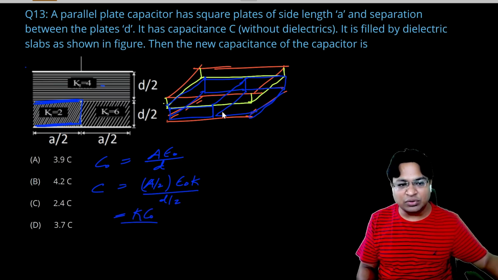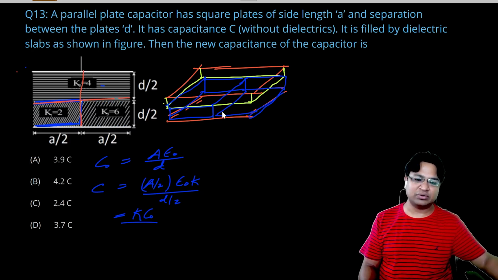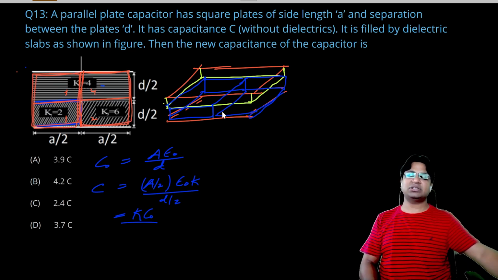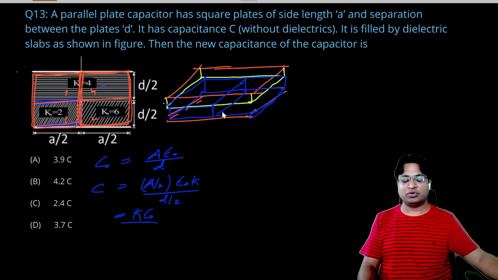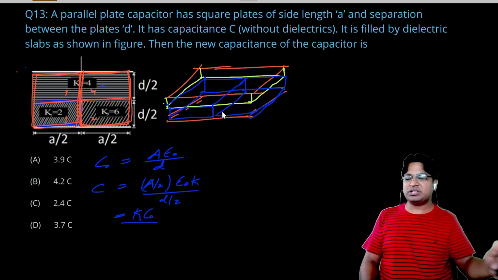So what I'm going to do is consider this combination as four capacitors: 1, 2, 3, and 4. 3 and 1 are connected in series. 4 and 2 are connected in series, and their combination is connected in parallel. This is what I'm going to assume: 1 and 3 are connected in series, 2 and 4 are connected in series, and their combination is connected in parallel.